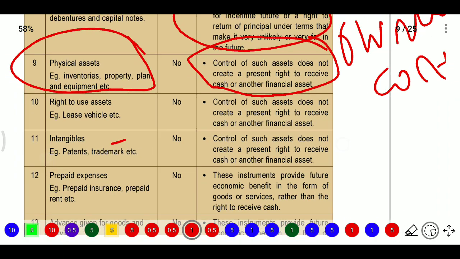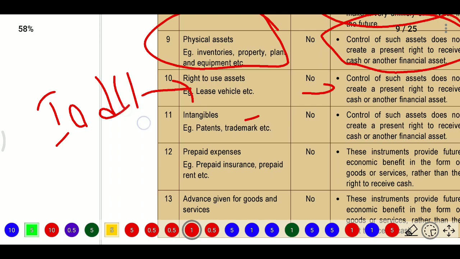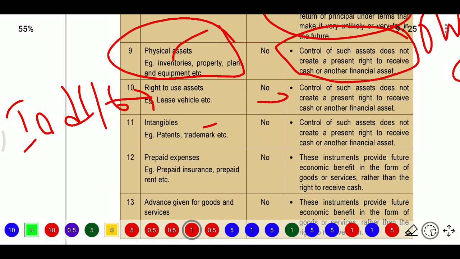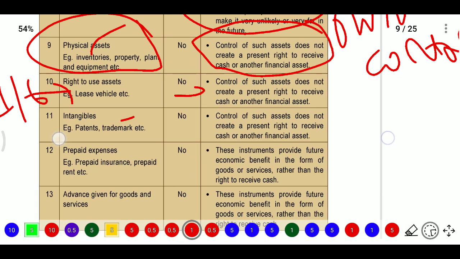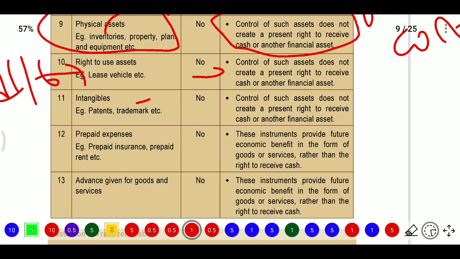Next, right-of-use assets, for example leased vehicles. These are also not financial assets, and they are dealt with in Ind AS 116, that is leases. Inventory is dealt with in Ind AS 2. PPE, that is property, plant and equipment, is dealt with in Ind AS 16. And control of such assets does not create any present right to receive cash or another financial asset. After that, intangible assets, Ind AS 38, I think, such as trademarks and patents. Here also we will not get any cash, so control of such an asset does not create a present right to receive cash or another financial asset.